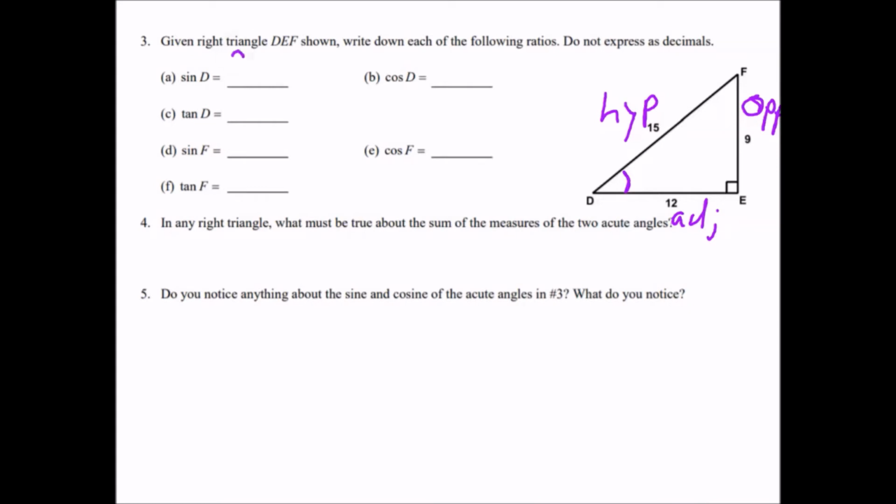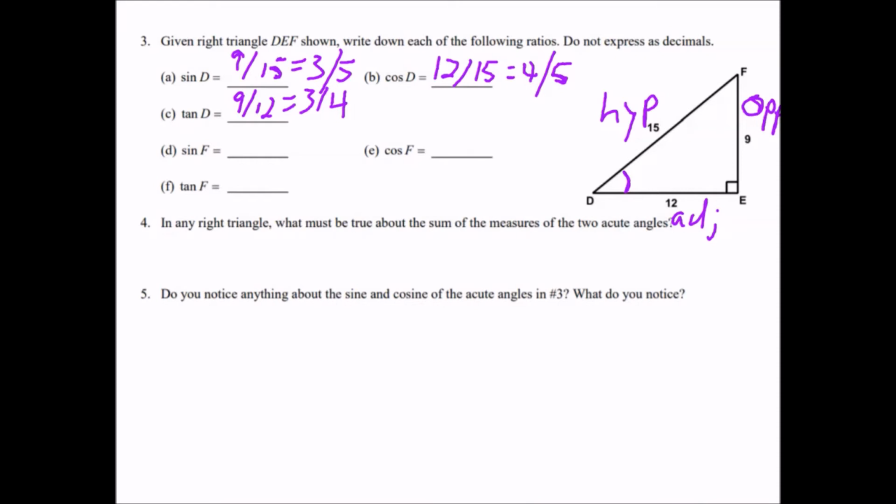So the sine of D would be the opposite over hypotenuse. So that's 9 over 15, which, let's reduce that down. If we divide each of those by 3, we get 3 over 5. All right, cosine of D would be adjacent over hypotenuse, so that would be 12 over 15, which reduces, if we divide both top and bottom by 3, we get 4/5. And then the tangent of D would be 9 over 12, which reduces to 3 over 4.